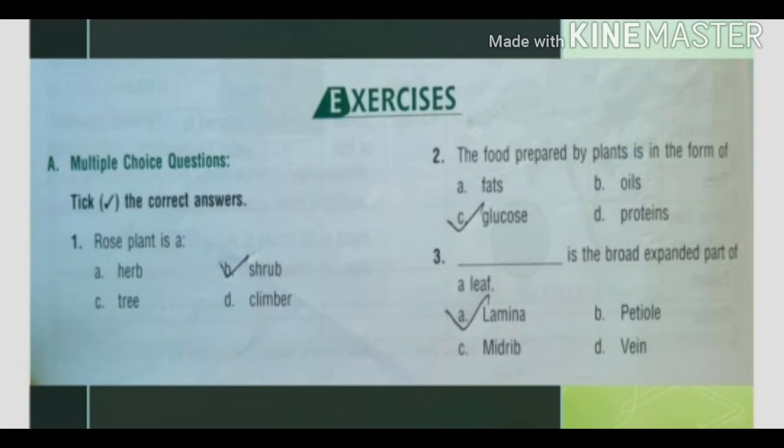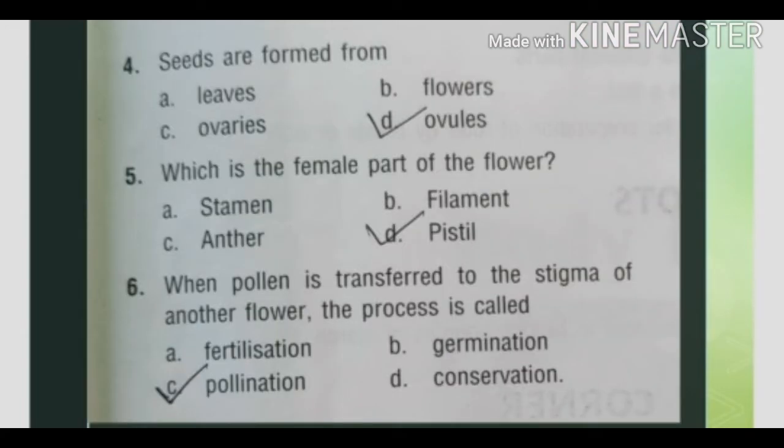Question 3. Dash is the broad expanded part of a leaf. Options are lamina, petiole, midrib, vein. Its answer is lamina. Question number 4. Seeds are formed from. Options are leaves, flowers, ovaries, ovules. Answer is ovules. Seeds are formed from ovules.